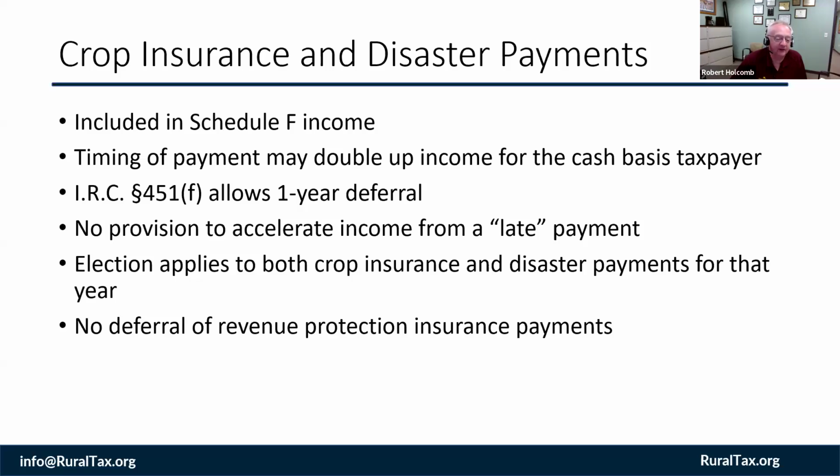Now, the election to defer applies to both crop insurance and disaster payments for that year. And disaster payments, we've had a variety of ad hoc disaster payments over the past few years, and those are labeled as such. Disaster payments would be coming from USDA. They'd be reported on a 1099-G.